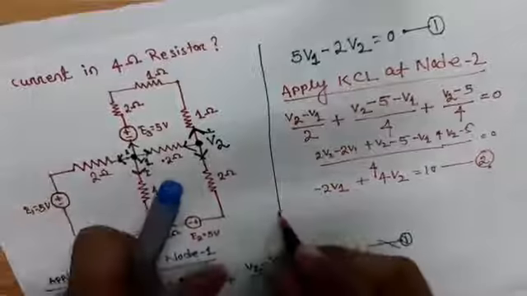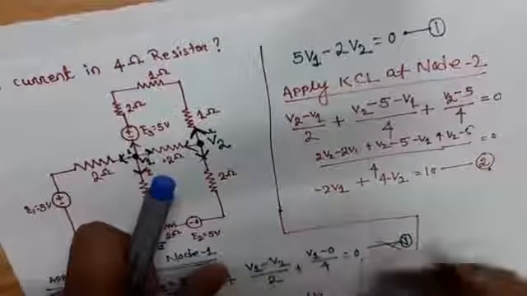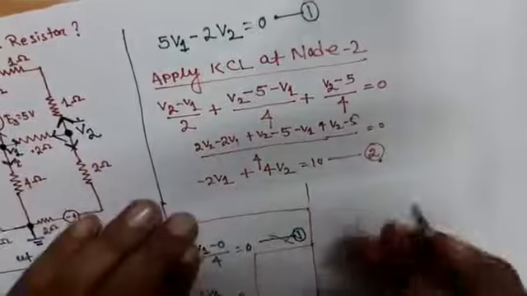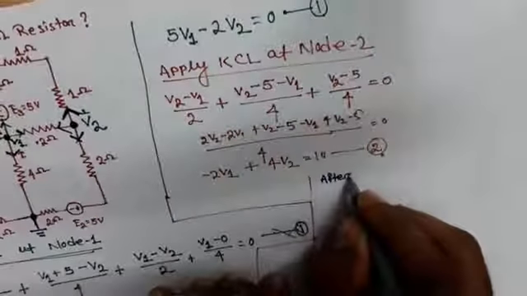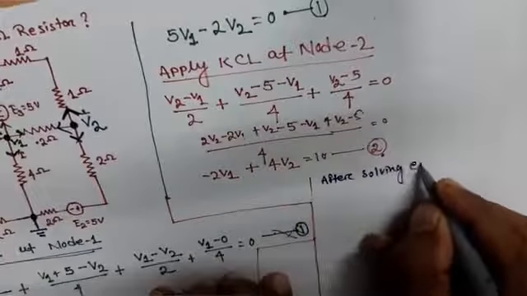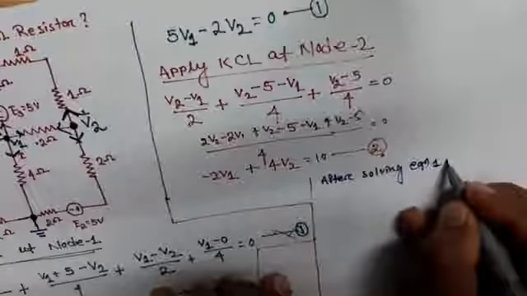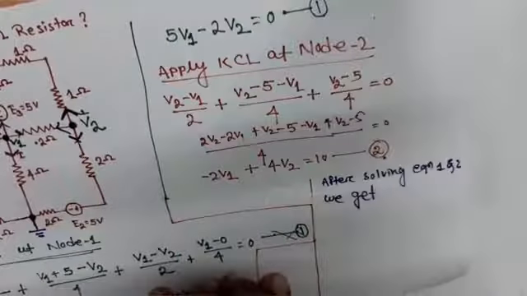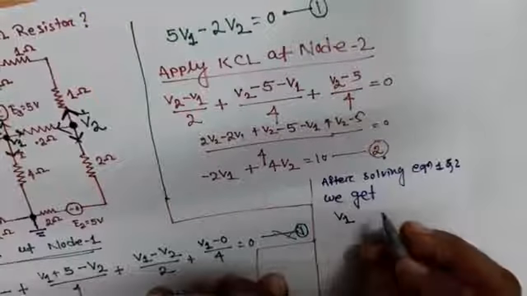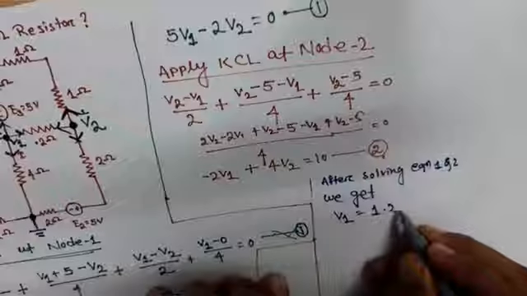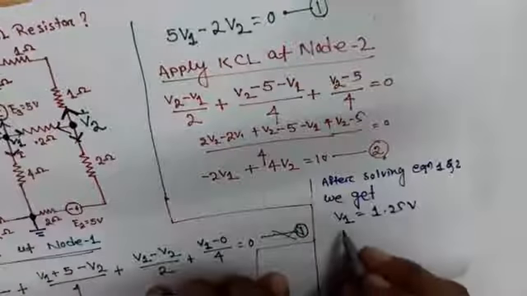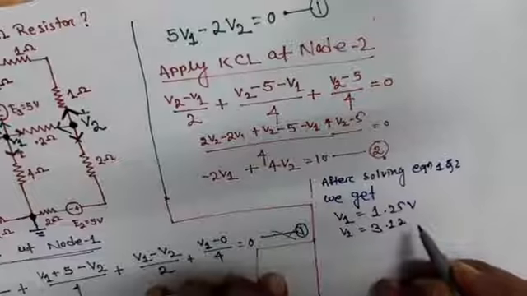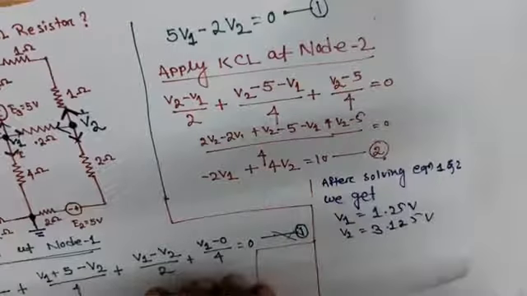After solving equations 1 and 2, we get V1 equal to 1.25 volts and V2 equal to 3.125 volts. We get this from the calculator.